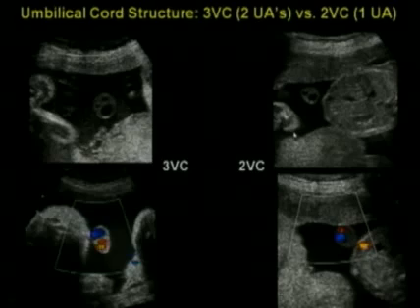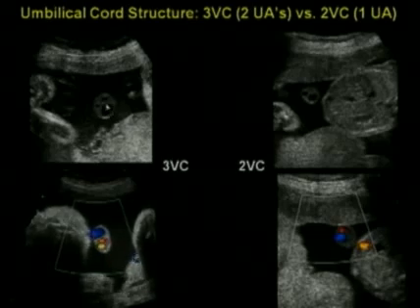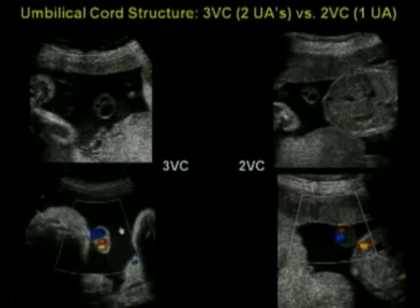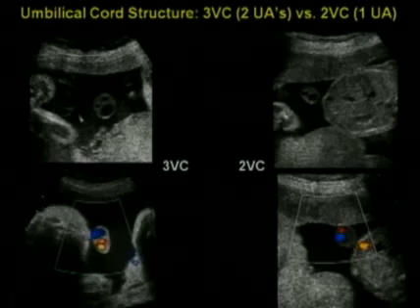And we can see that on the normal case here, where you see a loop of cord surrounded by fluid. This larger black area is the umbilical vein. The 2 smaller black areas are the 2 umbilical arteries in cross-section. We can see it by turning color Doppler on the arteries and the vein, but it's not necessary. We can see it perfectly well in the 2D.